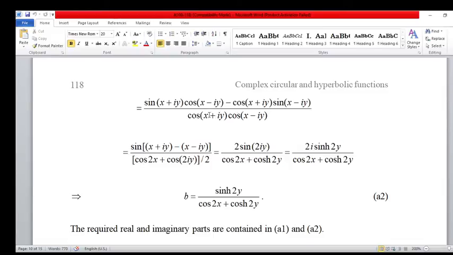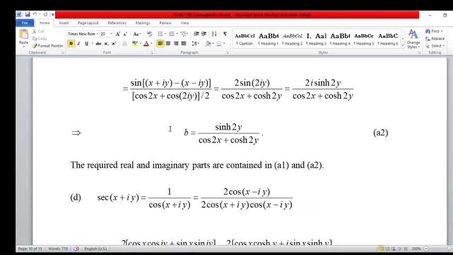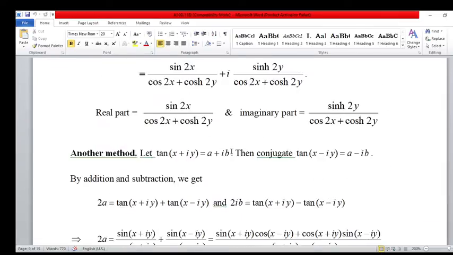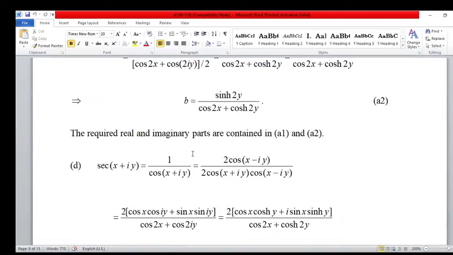After multiplying by 2, this part converts into the trigonometric function formula. So our trigonometric formula is, after solving, (cos 2x + cos 2iy) upon 2, and this 2 multiplying here. So this is sin 2iy upon cos 2x plus cosh 2y, and this 2iy converts into hyperbolic. So this is i sinh 2y upon cos 2x plus cosh 2y, and b here again. This b is the imaginary part. So our imaginary part is b = sinh 2y upon cos 2x plus cosh 2y. This type.